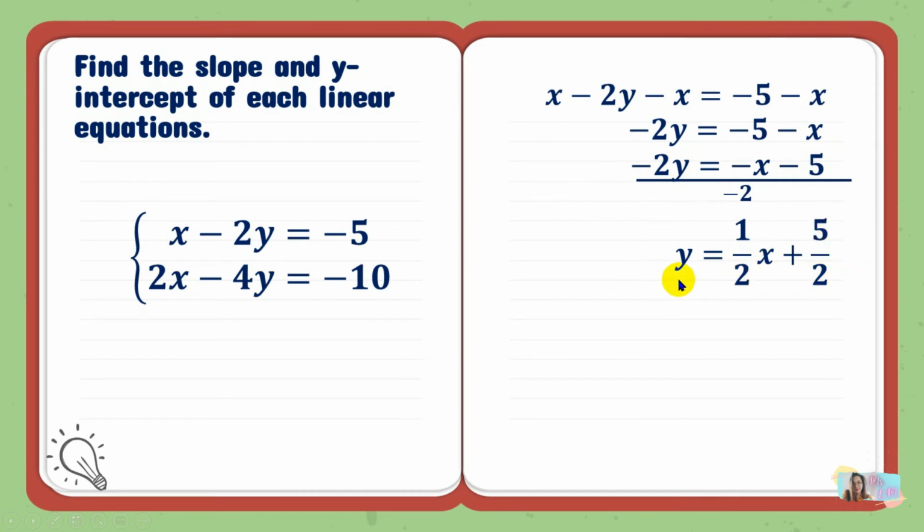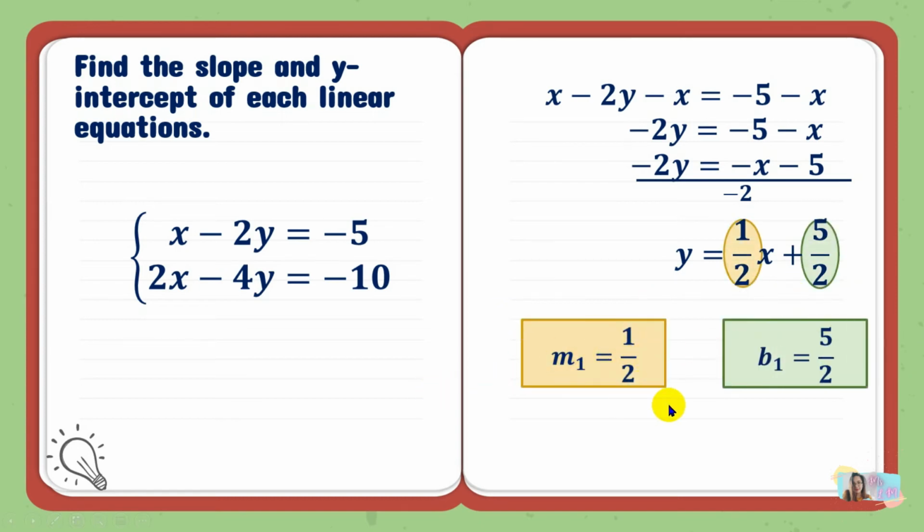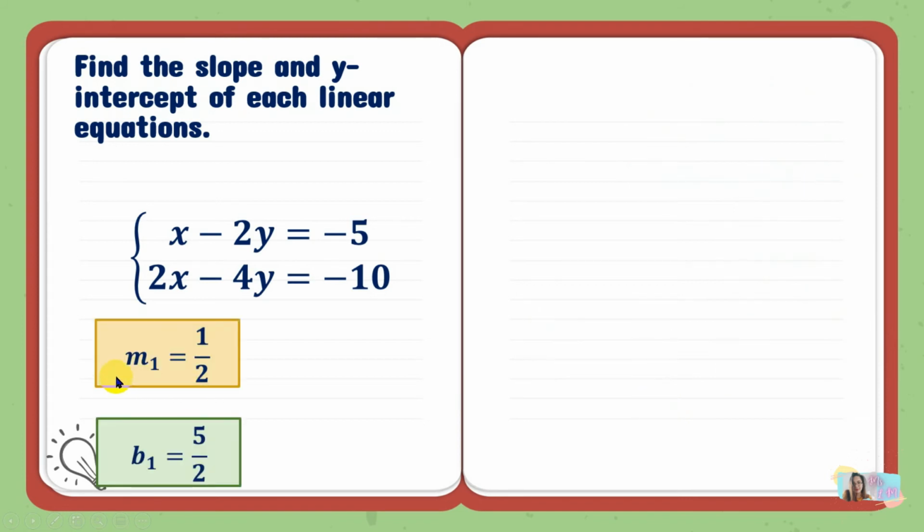And from this slope-intercept form, mahahanap na natin ang ating first slope at ating first y-intercept, and that is positive 1 half and positive 5 over 2. So, meron na tayong slope 1 half and y-intercept 5 over 2, okay?